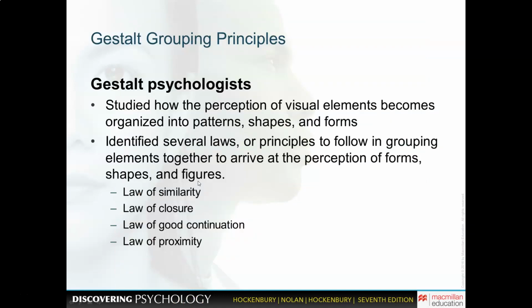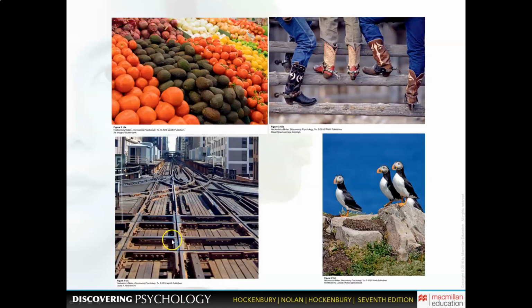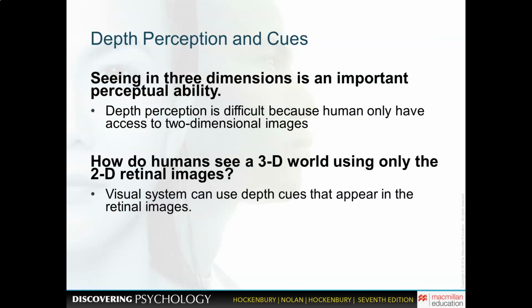Now, take last right here, the law of proximity. That just refers to we're able to perceive this pattern of 1 and then 2 because these two right here are in close proximity. So we actually see those as one unit. So that's just an example of Gestalt psychology.